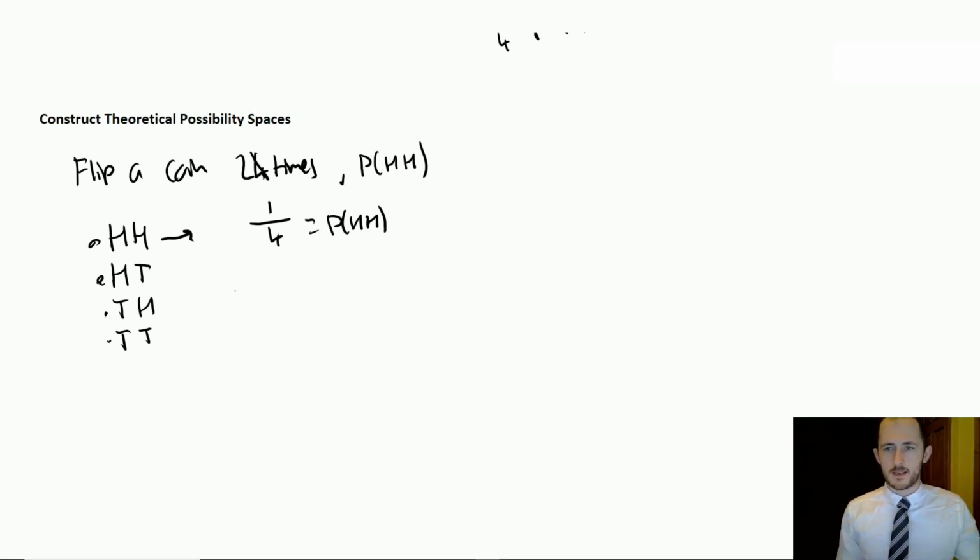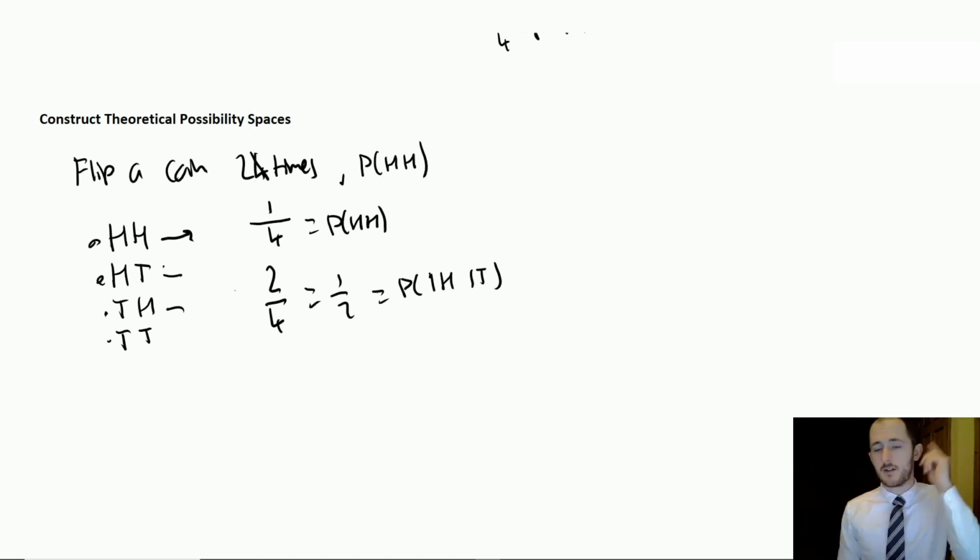Okay? Likewise, if I said, what's the probability of getting a heads and a tail? I'd say, well, there's 2 outcomes like that, so 2, and there's 4 total, so that's a half. The probability of getting 1 head, 1 tail. Right, I can get a head and a tail, or I can get a tail and a head.